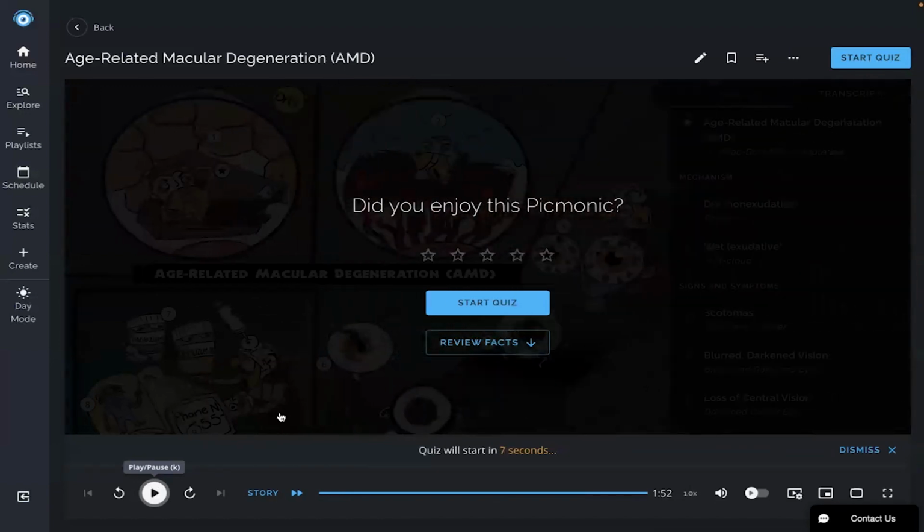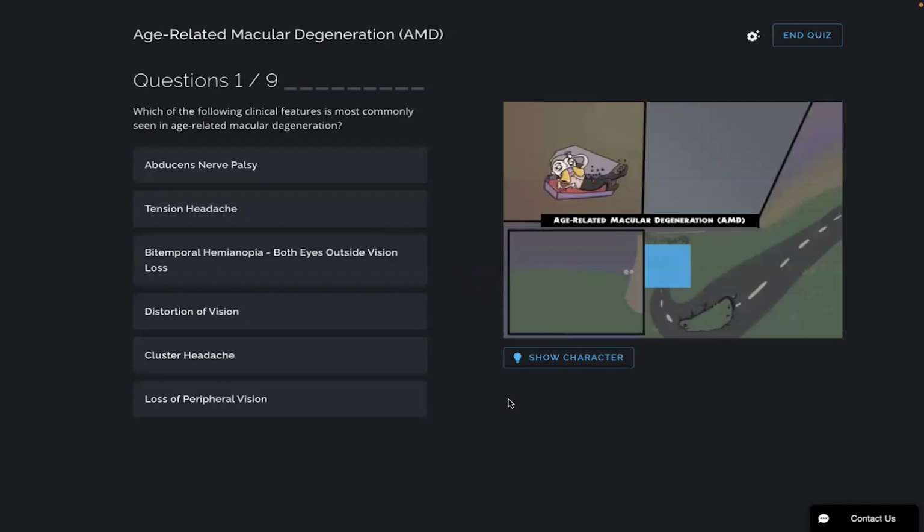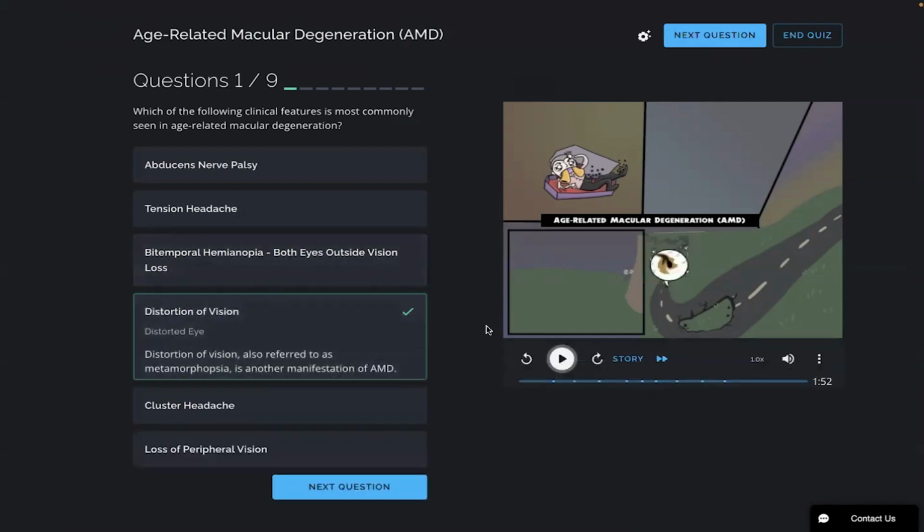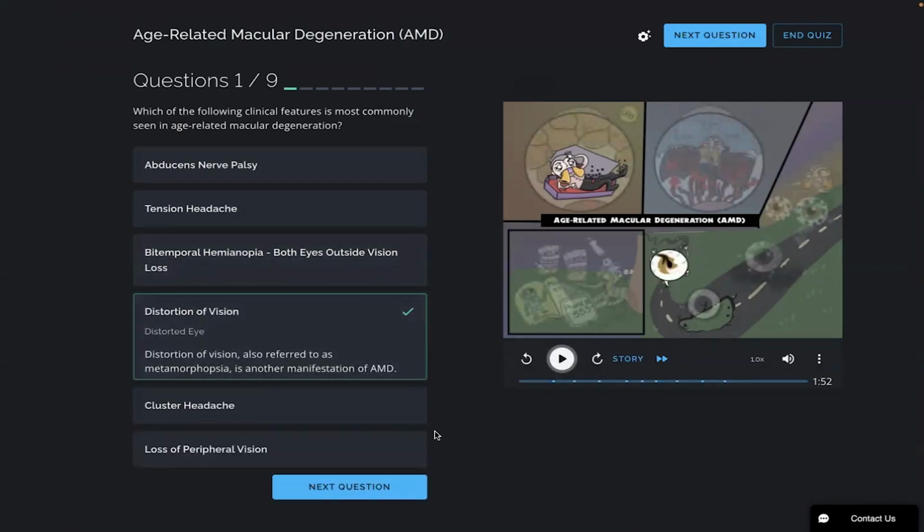All right, let's start the quiz. Okay, first question. Which of the following clinical features is most commonly seen in age-related macular degeneration? If you need a minute to answer the question, you can hit pause at any time. I remember this Picmonic here, the distorted eyeball, so I'm going to go with distortion of vision. And there you go.